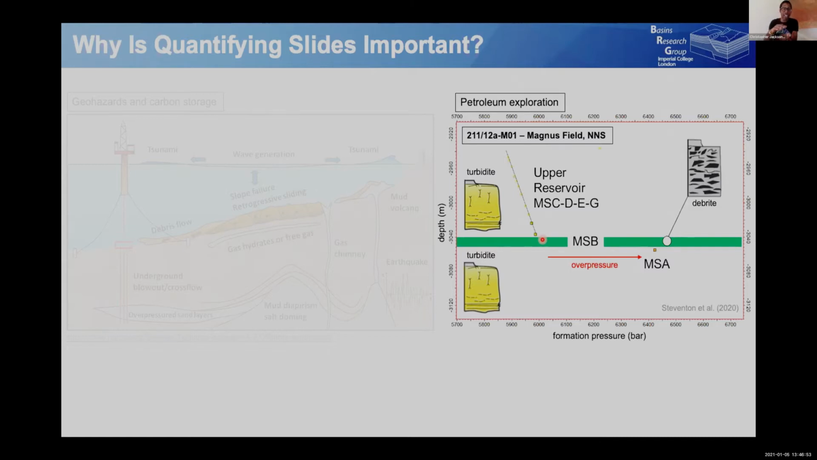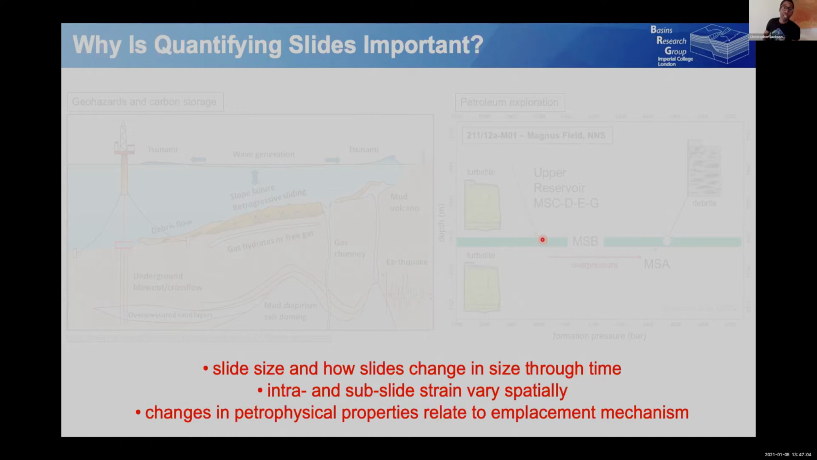So if we know it's that thick, how areally extensive might we think this deposit is, if we can establish relationships like we saw in the previous slide. So we want to understand how slide size, and how the slide sizes, can change through time. We want to look at things like intra- and sub-slide strain and how that varies spatially within the deposit, and how the petrophysical properties of slides relate to their emplacement mechanisms as well.